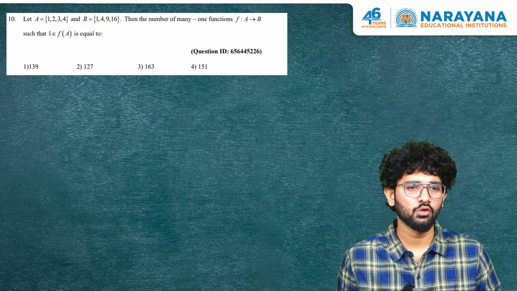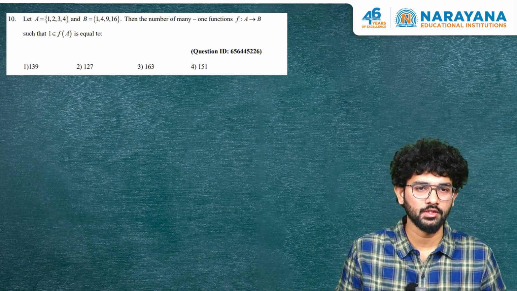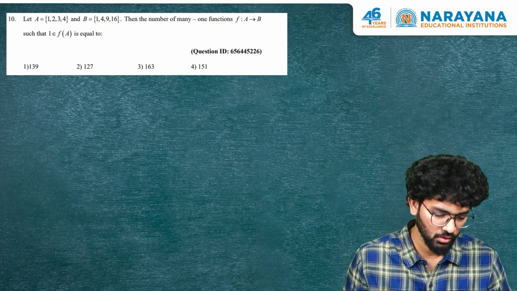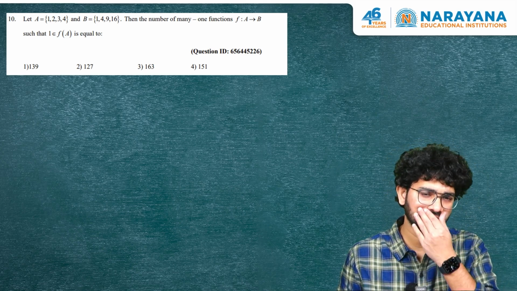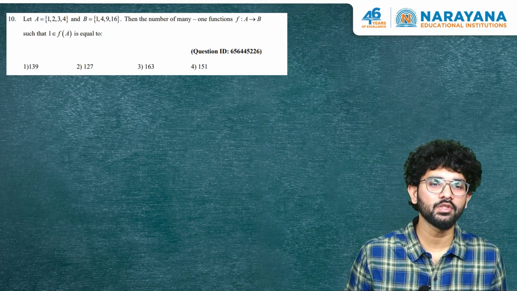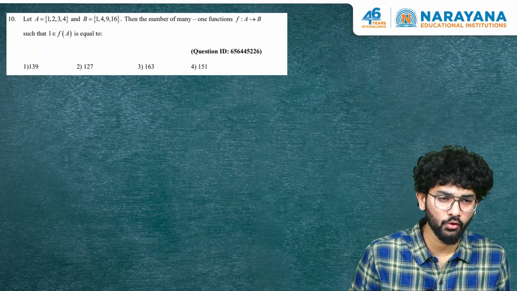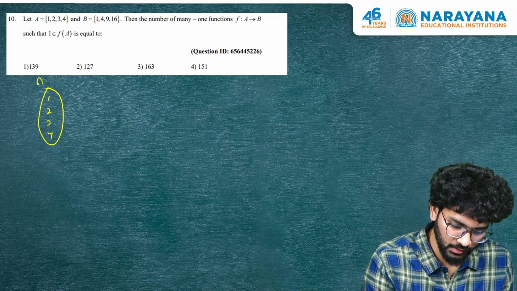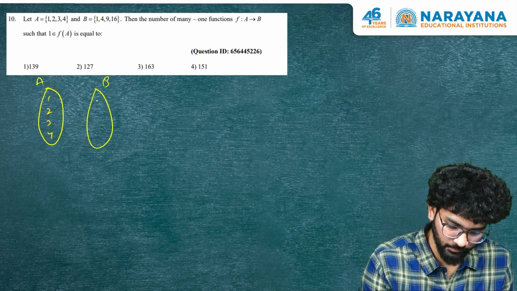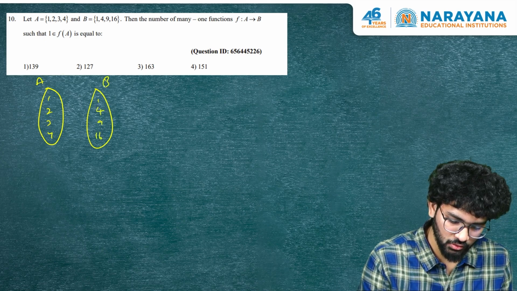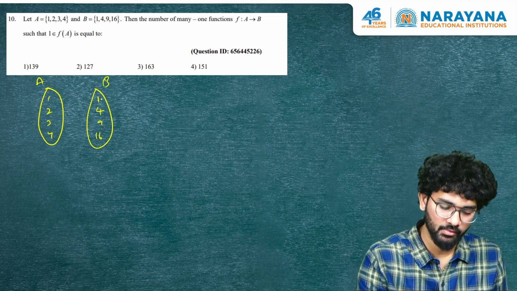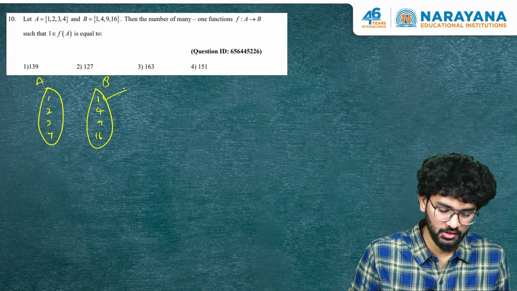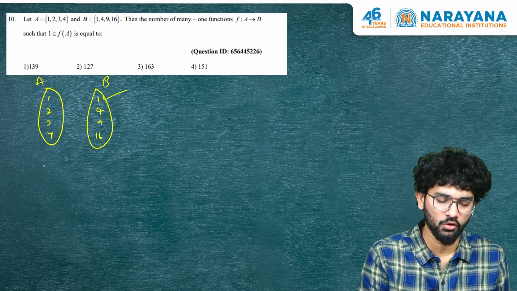So if you see the next problem, let A be the set 1, 2, 3, 4 and B be the set 1, 4, 9, 16. Then find the number of many one functions f from A to B such that 1 belongs to f of A. So first let us find the total number of functions in which 1 is there in the range. Let us say this is the domain 1, 2, 3, 4, and this is codomain B, 1, 4, 9, 16. In any function you take, 1 must be present in the range. If you do not take that restriction, the total number of functions will be n of B whole power n of A, which is 4 power 4.